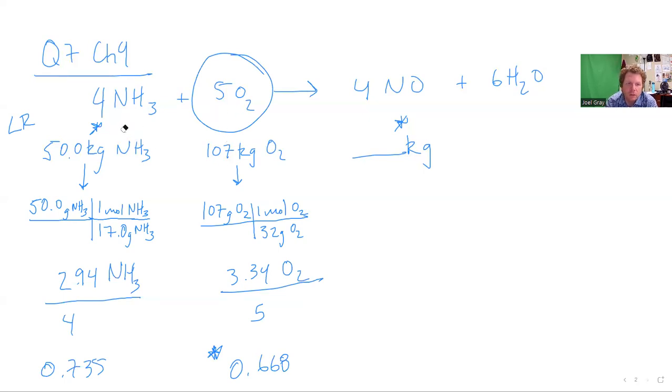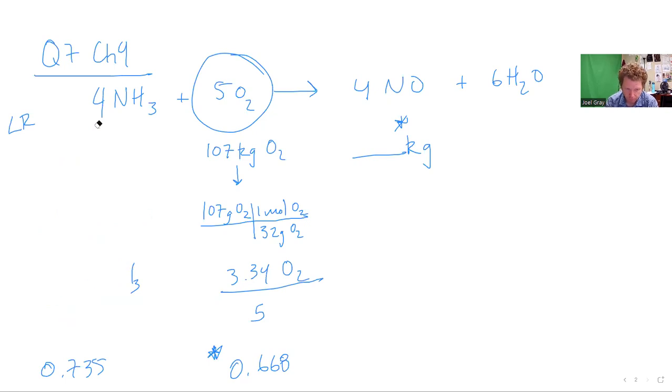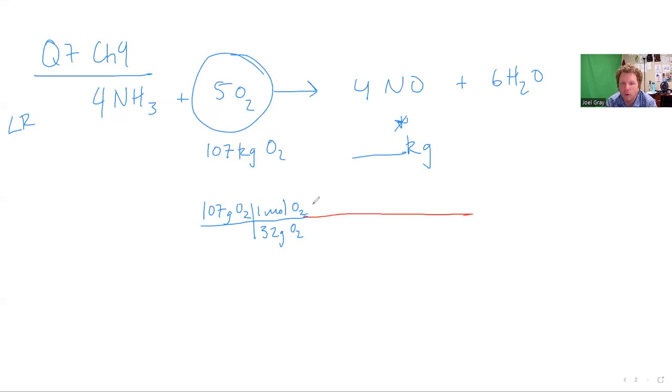So now what I'm going to do is erase everything that I did for NH3, and I'm going to erase basically everything that I did for O2, because all that I needed to figure out was which is my limiting reactant. Now I'm going to change color, and I'm going to add a little bit more to my dimensional analysis, because I need to take that 107 and convert it.